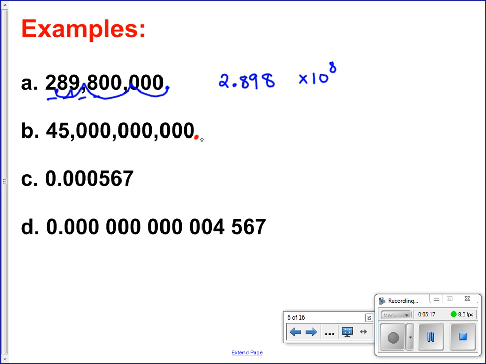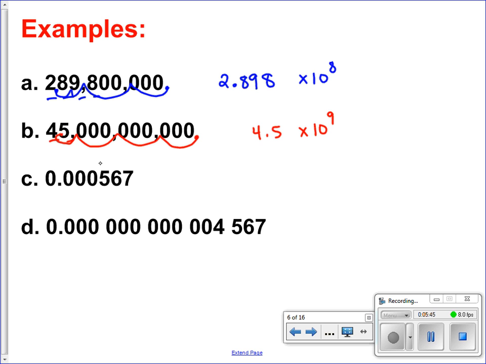We have an implied decimal here behind the last 0. We're going to move it 3, 6, 9, and one more, 10 spaces. So it's going to be something times 10 to the 9th. And here we just have 2 non-zeros, so this is simply 4.5 in the mantissa times 10 to the 9th. Both of these have positive exponents because they're numbers that are larger than 1.